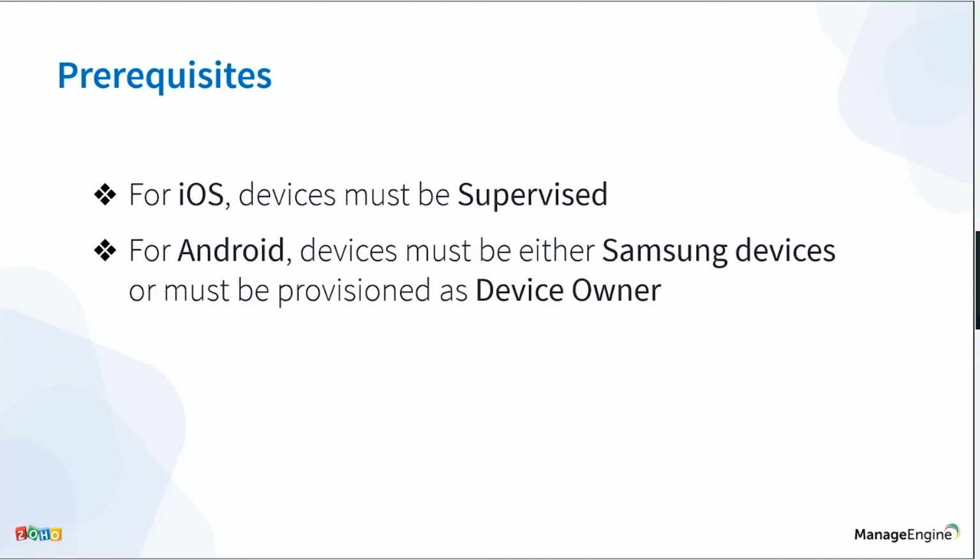As a prerequisite, in order to deploy your own application to your devices, for iOS, the device has to be supervised. And for Android, it has to be provisioned as a device owner. If not, it has to be a Samsung device. You will get to know what supervision is and how to enroll a device as device owner in the upcoming training sessions.